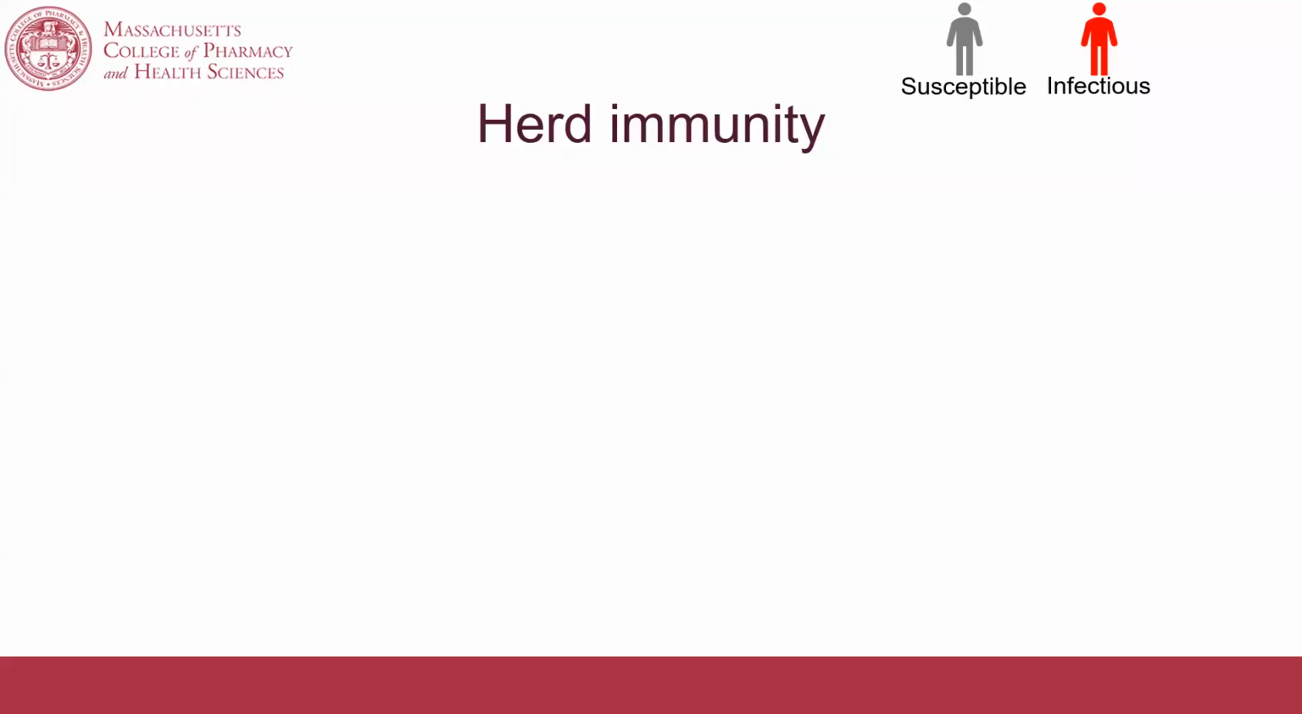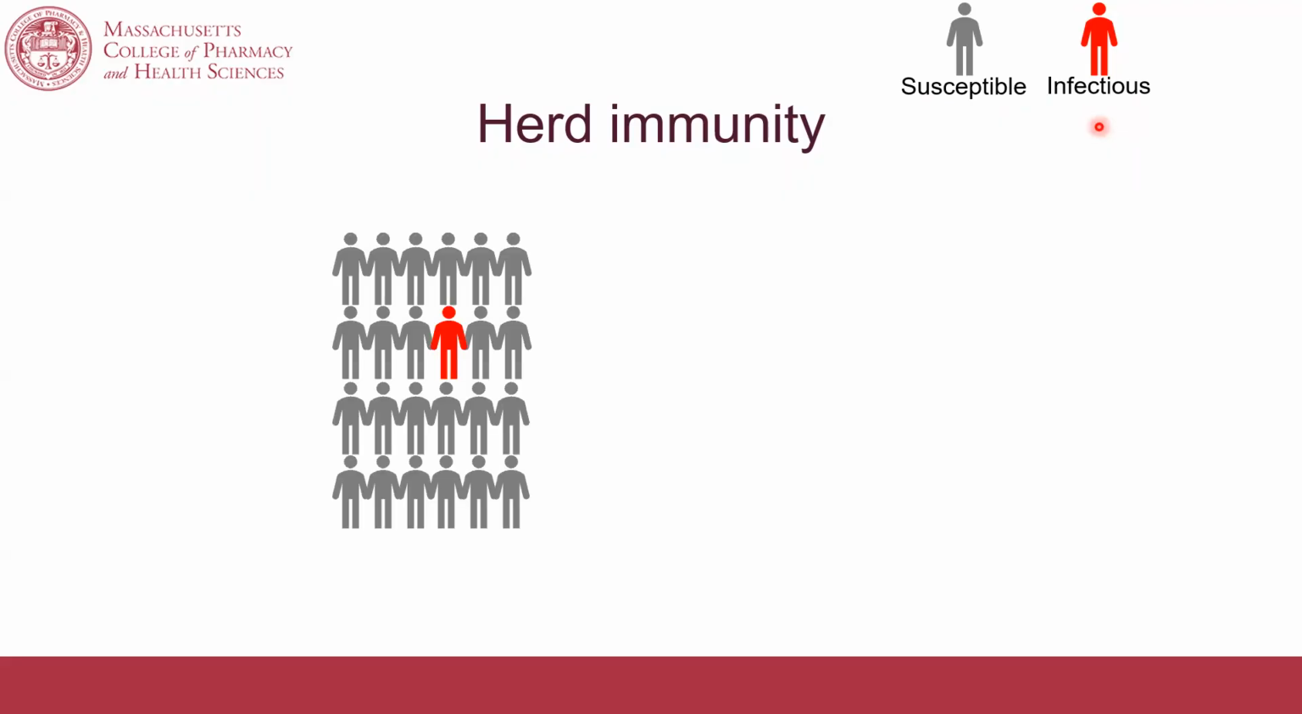So I would like to depict herd immunity by using an example and using the same colors that I used in the past, where you have this gray individual here that's susceptible and this red individual here that's infectious. So we start with a group of susceptible people and this one person who has been infected, and we're going to use a virus for example again.